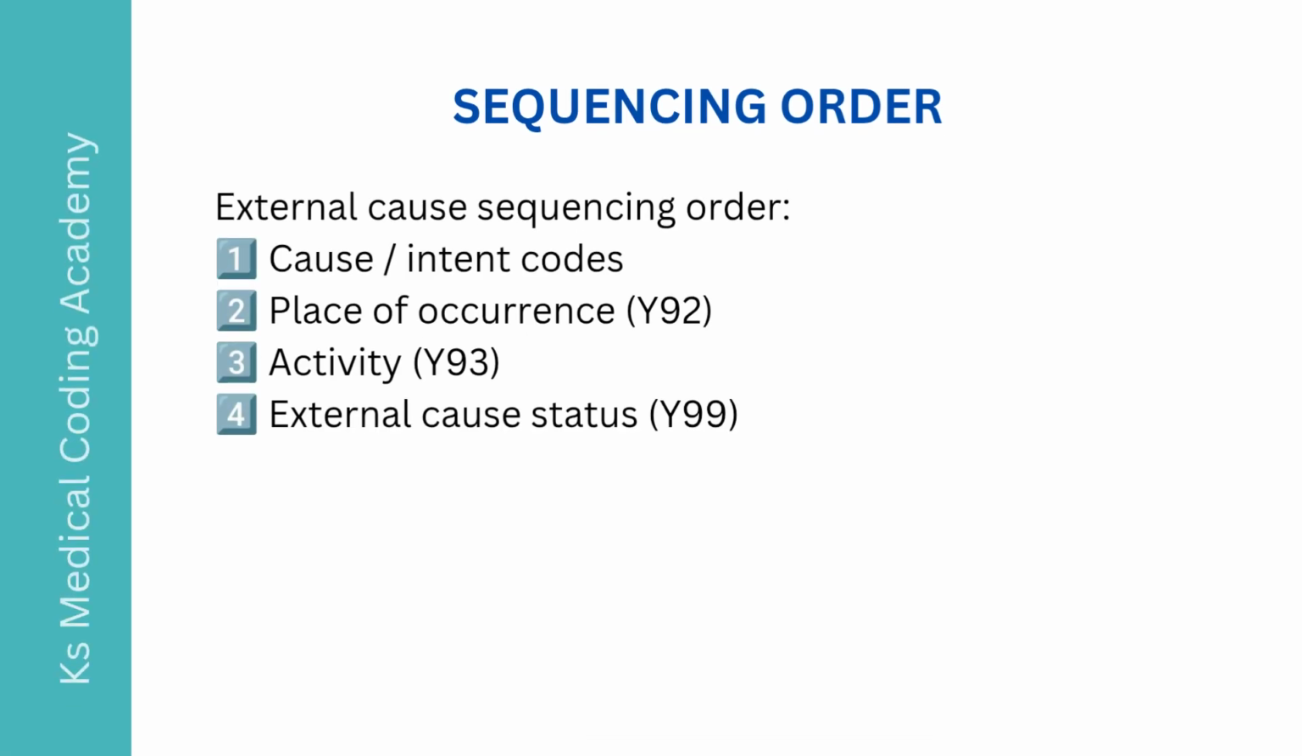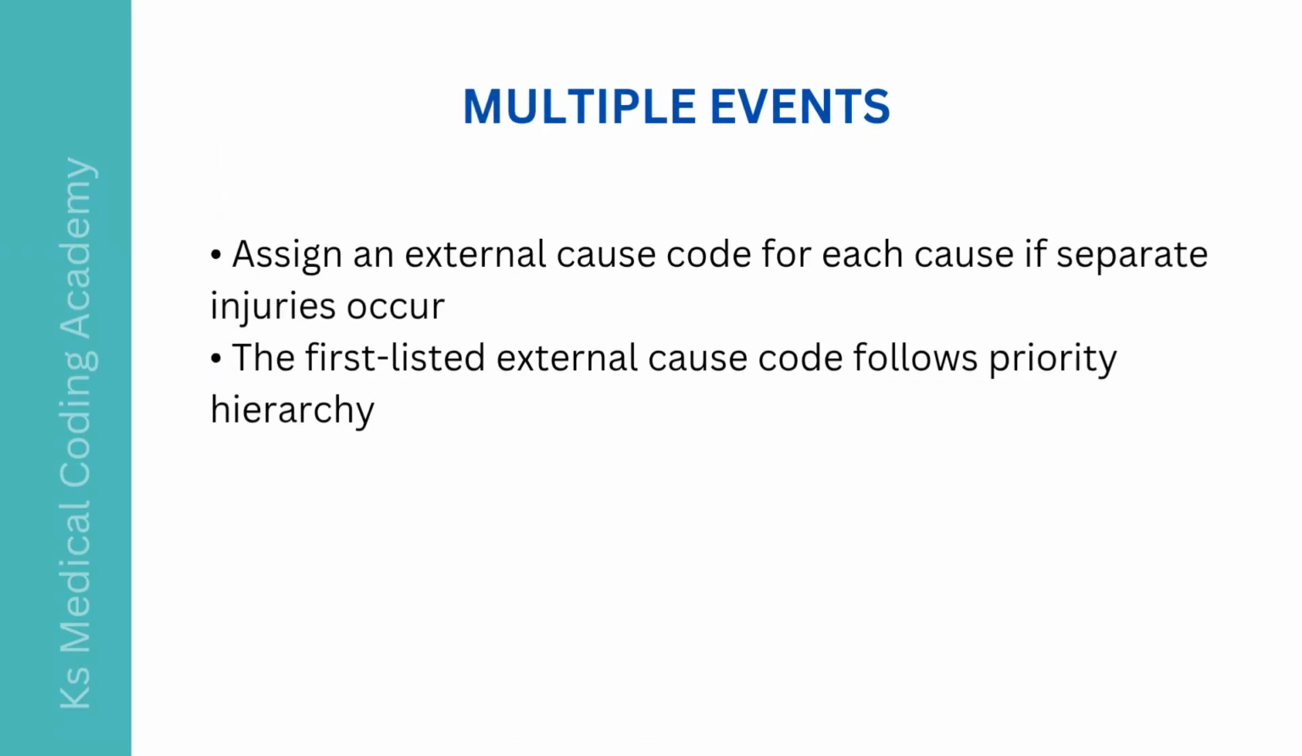Sequencing order. When multiple external cause codes are used, sequence them as follows: cause and intent codes, place of occurrence, Y92, activity, Y93, external cause status, Y99. Multiple events. If multiple events cause separate injuries, assign an external cause code for each cause. The first listed external cause code must follow the established priority hierarchy.